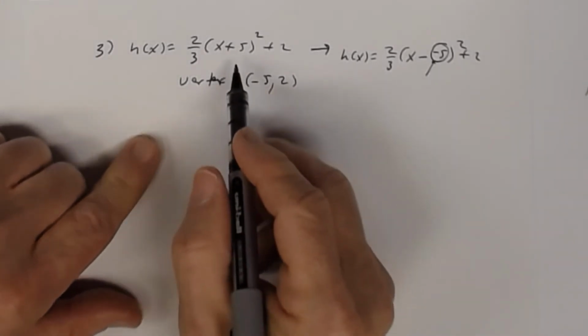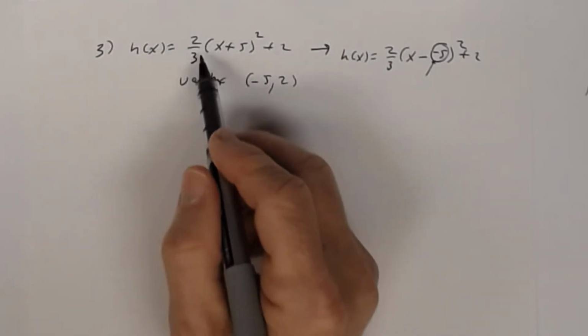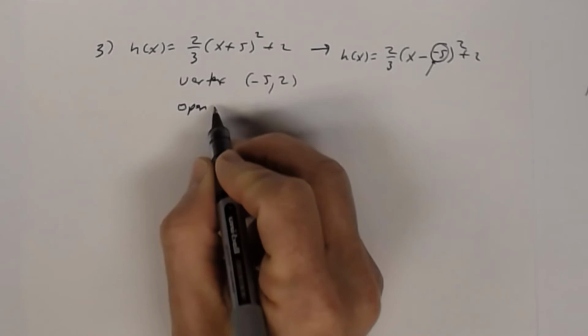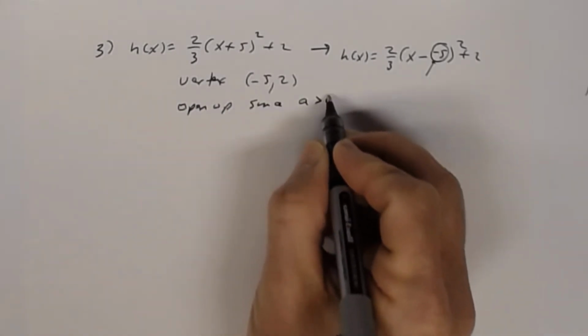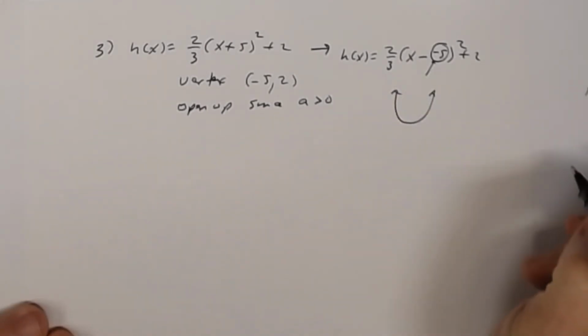Okay? Now, the next part was to determine whether it opens up or down. Well, A is positive. A is 2/3. That's a positive number. So it's going to open up. It's going to open up since A is positive. So we know it's going to do this. That's what it's going to do.